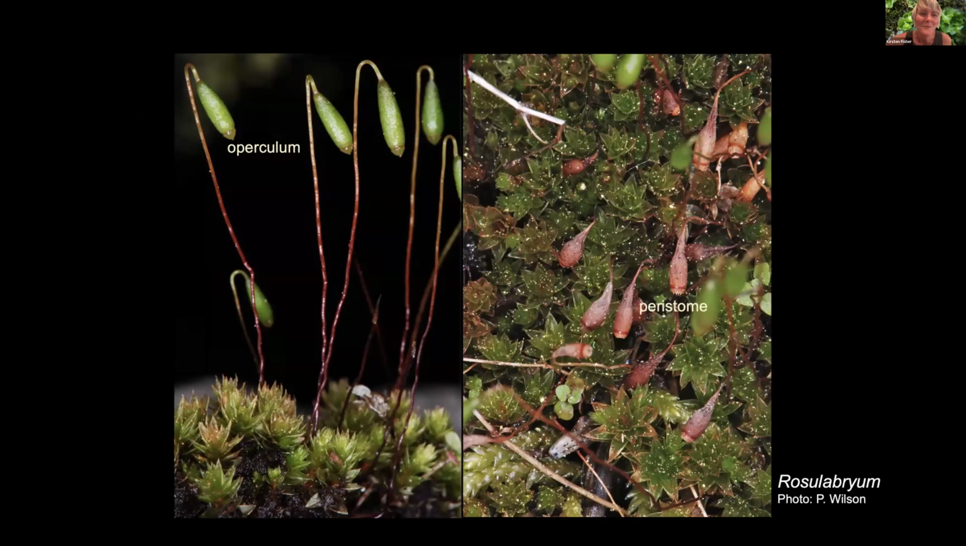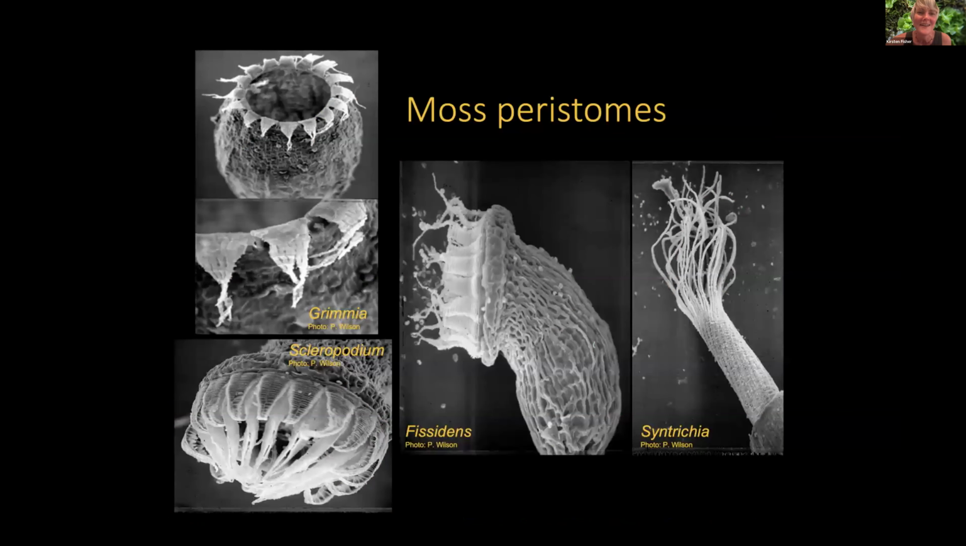All right. If we zoom in on a different species here, looking at its capsule, the opening of the capsule is called the operculum. And then around the operculum is a structure we refer to as the peristome. You can almost see in this picture of this Rosulabryum these little toothy shapes. We're going to zoom in on the next slide, and you can see some scanning electron micrographs of these teeth. So the peristomes are very elaborate in some cases, and they're also important for diagnosing major groups of mosses.